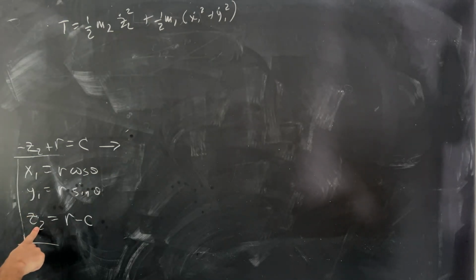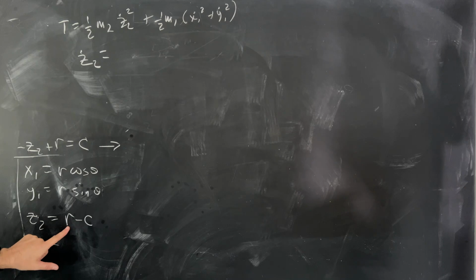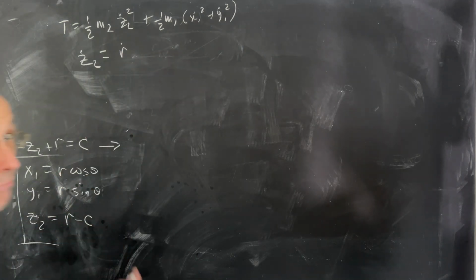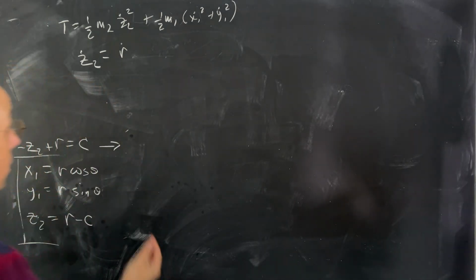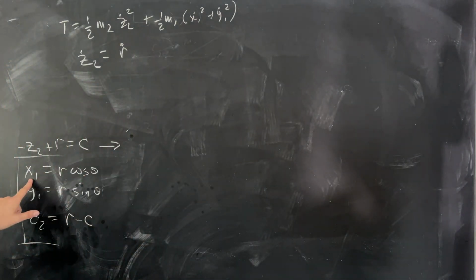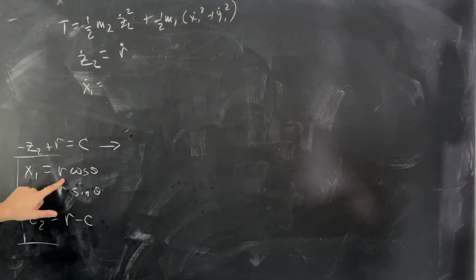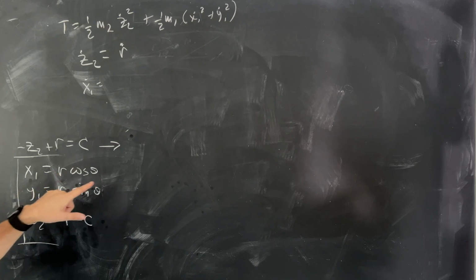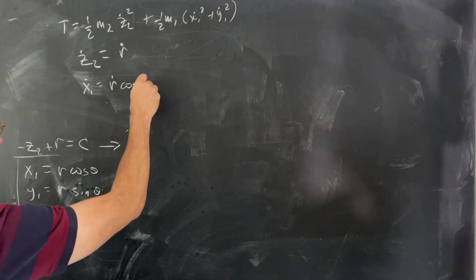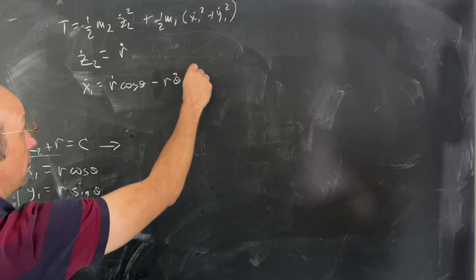Here's z2, so if I take the derivative of that, z2 dot is going to be r dot minus c. Well, that's fine, because r dot is what we wanted anyway. Okay, so now I can get rid of the z dot, but let's just go ahead. Let's take the derivative of x1 dot. The derivative of x1. So here, r and theta are both variables. So I get r dot cosine theta minus r theta dot sine theta.